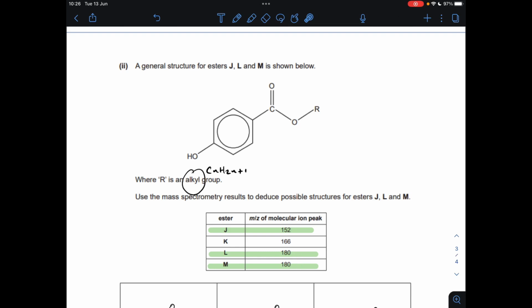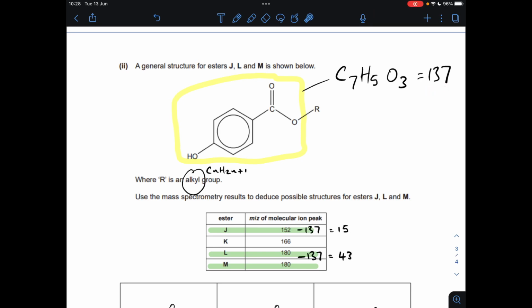And the other thing I've highlighted here is the R part, which is the variable part, is just an alkyl group, so that's going to have the formula CnH2n+1. So the first thing we need to do is work out the Mr of this common part, and then we'll just subtract that from the Mr, and that'll tell us how heavy this R group is. So that common feature has got the molecular formula C7H5O3, so that's got an Mr of 137.